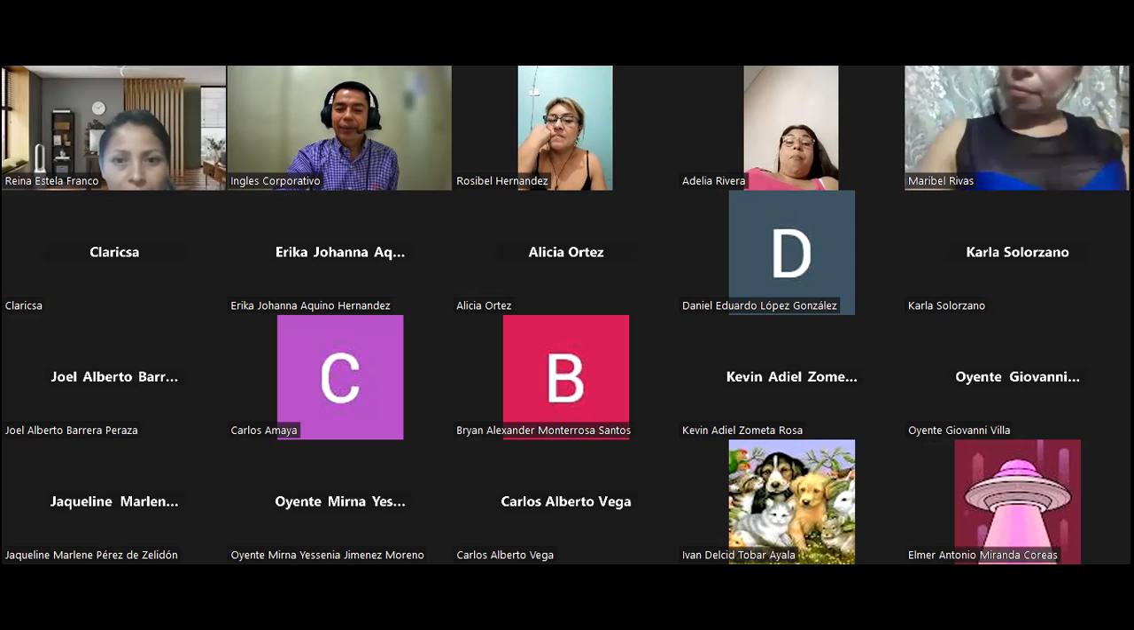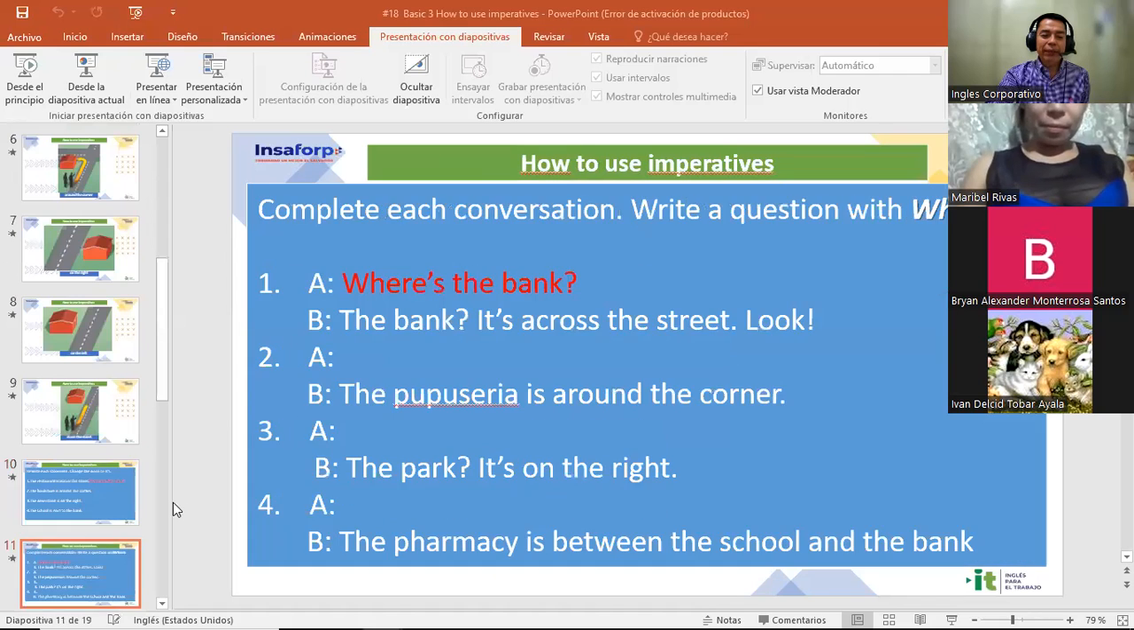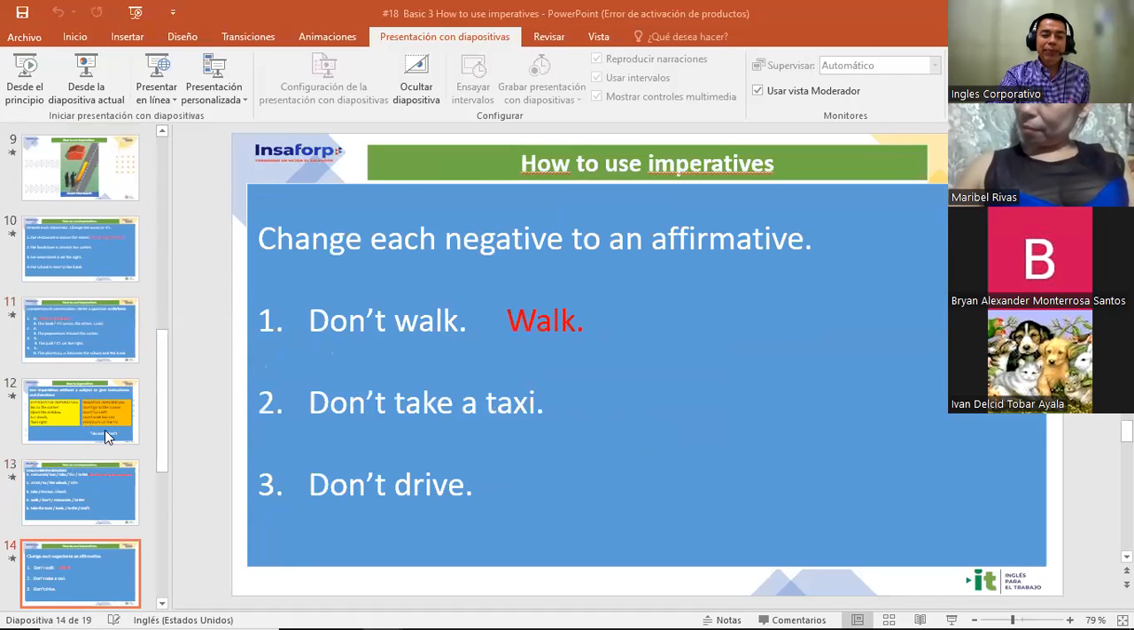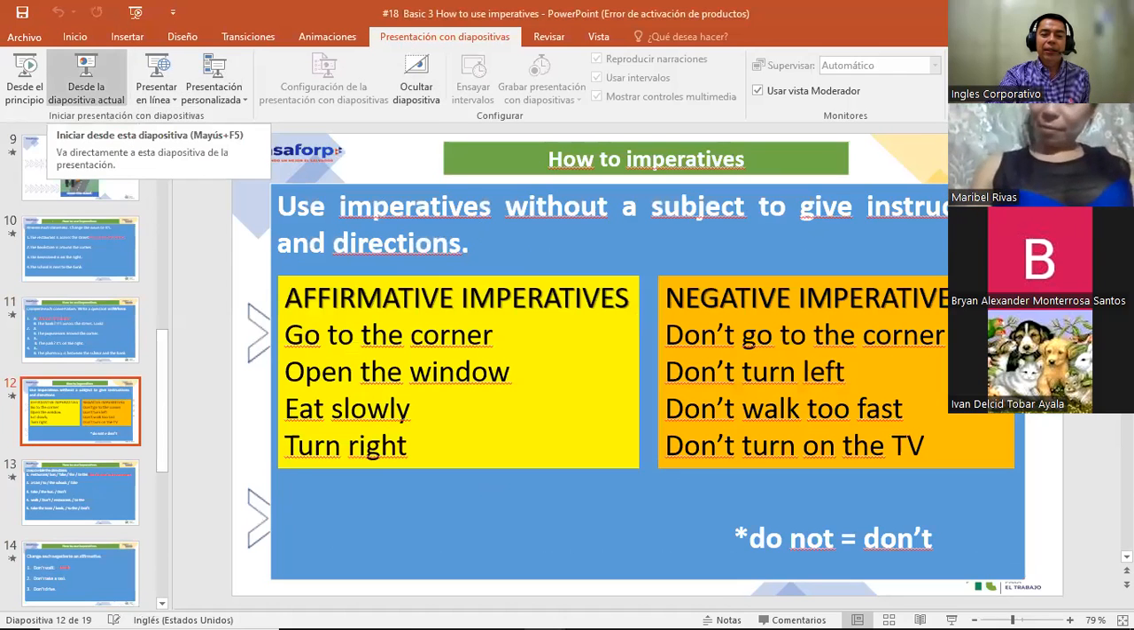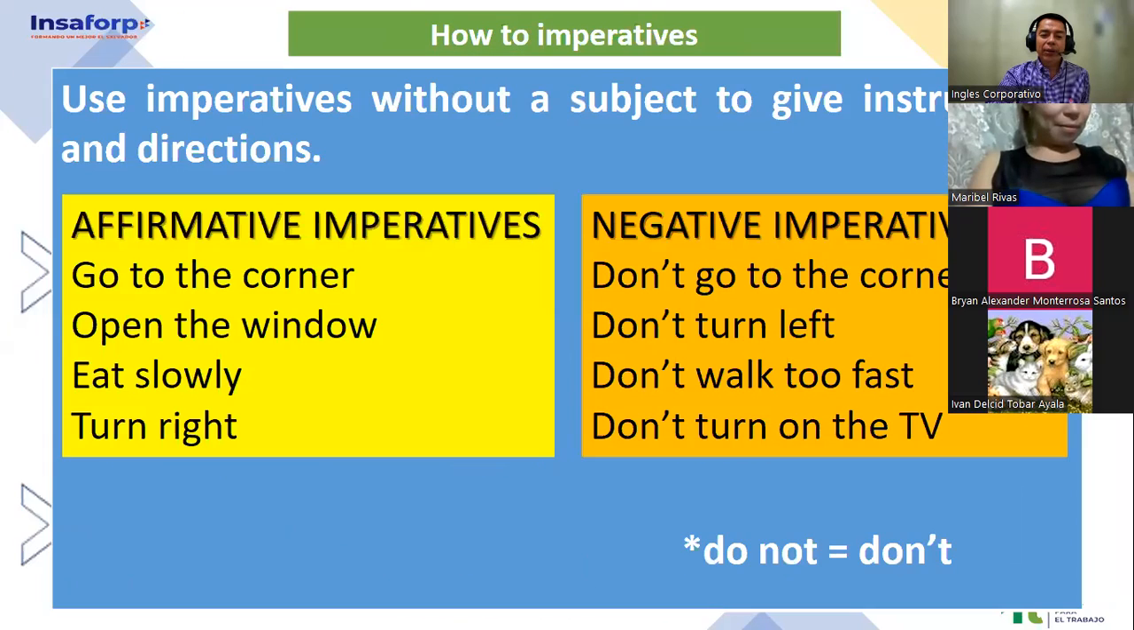Ok. Now, we're going to review the imperative, right? Ya dijimos dónde está ubicado un lugar. Ahora vamos a decir cómo llegar a un lugar, ¿verdad? Imperatives. The imperatives are the verb plus the complement, right? No subject. Estas oraciones no tienen sujeto.